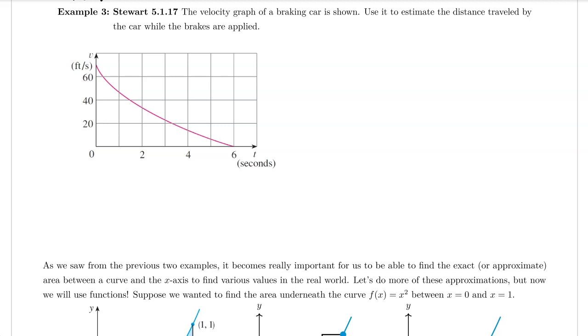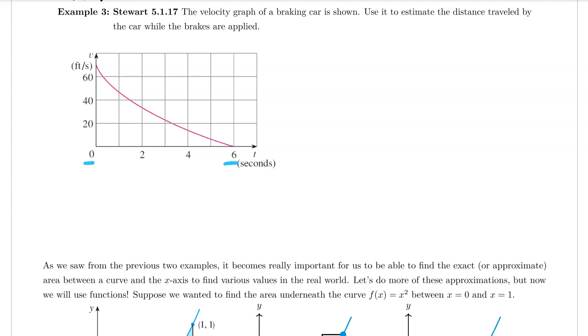It turns out that the distance traveled by the car is going to also be represented once again by the area underneath this curve. However, this time our curve is not constant, and so it's going to be a little bit more challenging for us to estimate the area, but we can still go ahead and try. So what I'm going to do is break up my interval from 0 to 6 into smaller chunks.